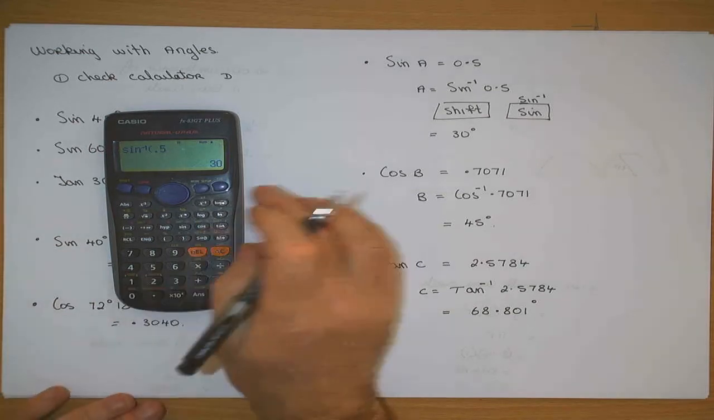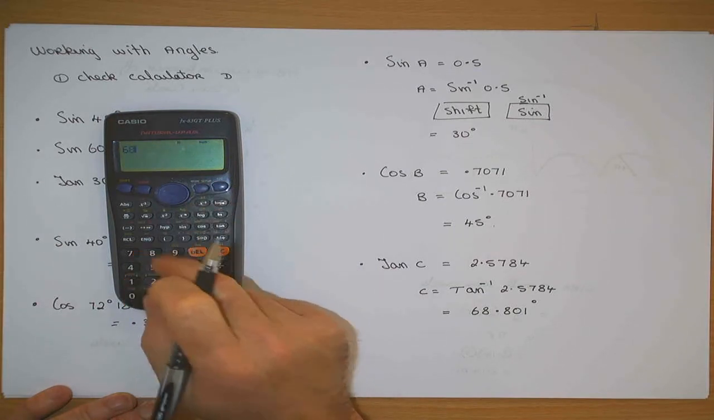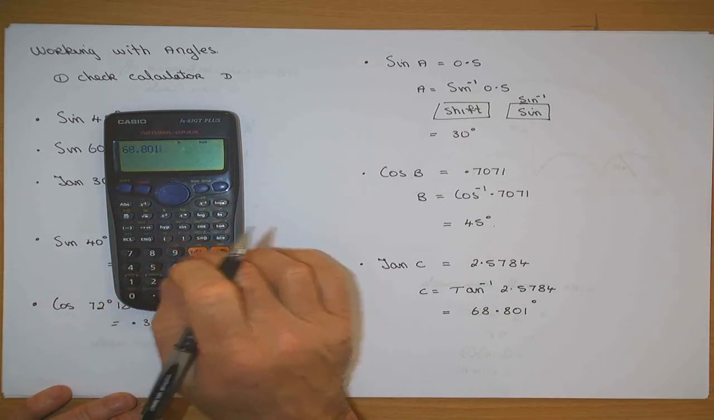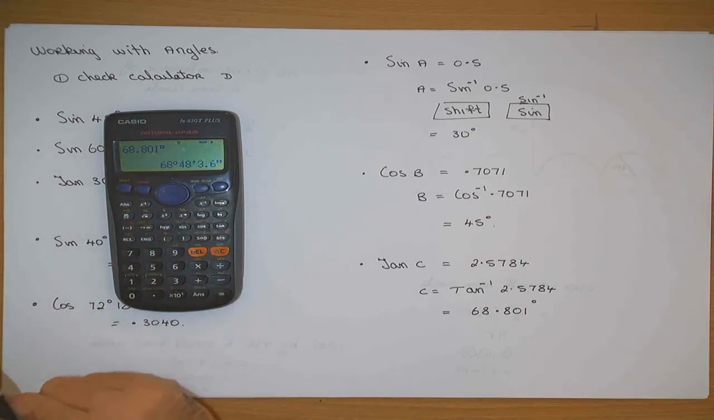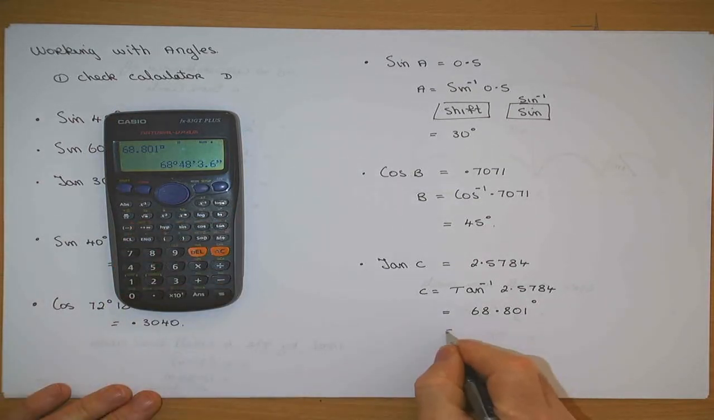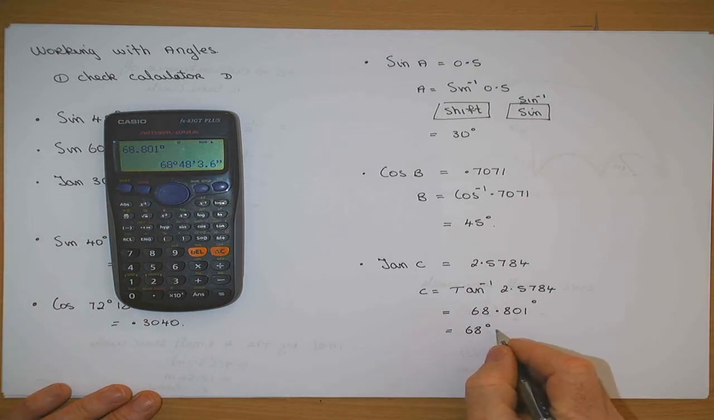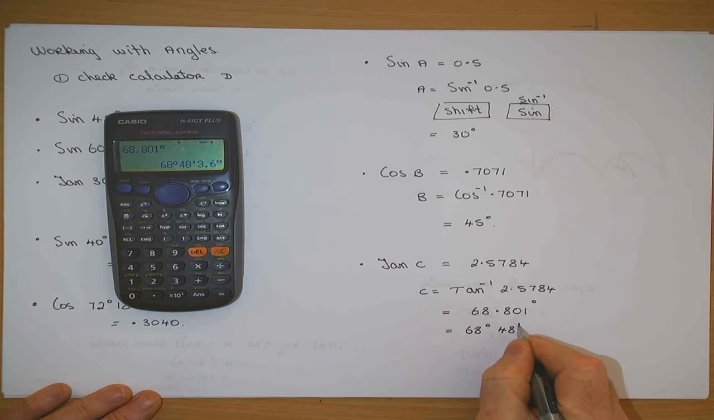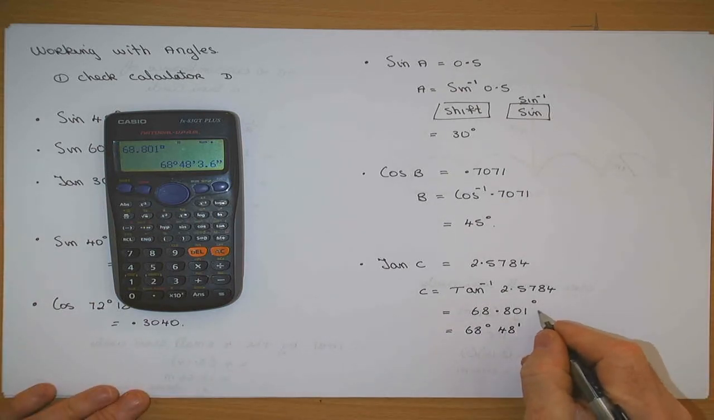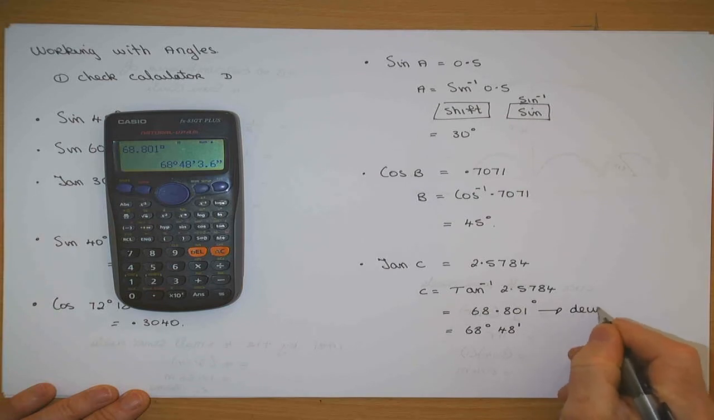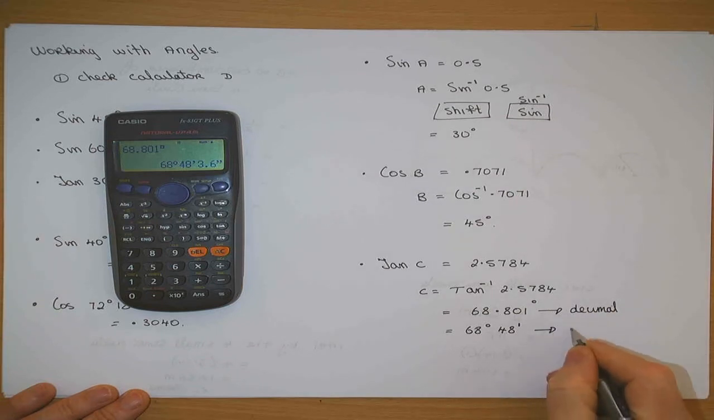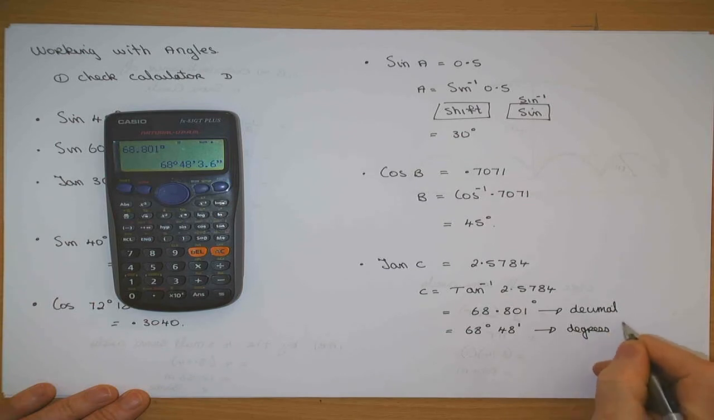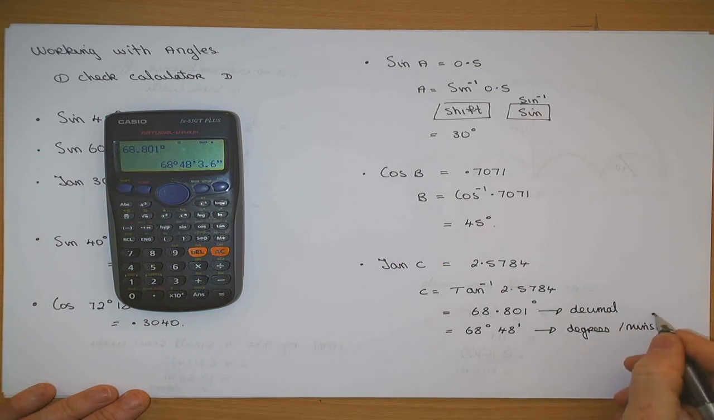Now convert that into degrees and minutes. So if you now have on your calculator 68.801, yes? Okay, now if you want to put that into degrees and minutes, that's 68 degrees and 48 minutes. That's it in decimal, and that's it in degrees and minutes. How do you go from a decimal to degrees and minutes? You just hit the degrees and minutes button.